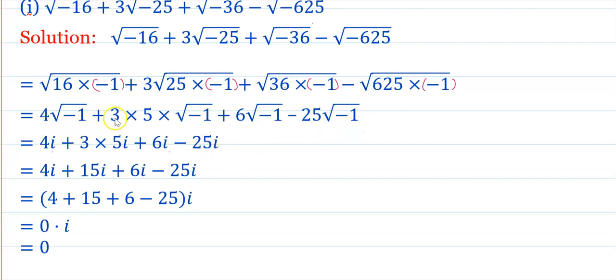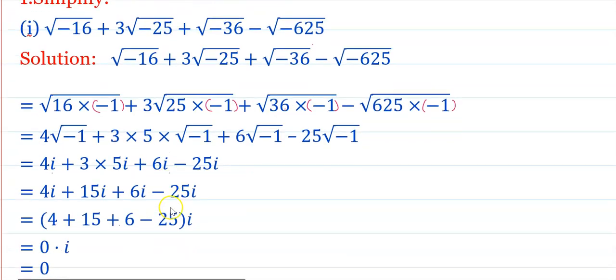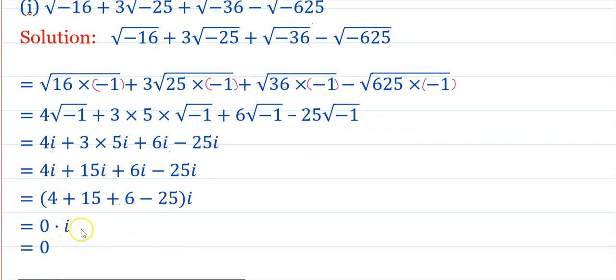Now here is 4i, 3 into 5 that is 15i, 6i minus 25i. Now take i as common, then in bracket you will get 4 plus 15 plus 6 minus 25. But 4 plus 15 is 19, 19 plus 6 is 25. Plus 25 minus 25 get cancelled, and hence you are getting 0 into i, and overall the answer is 0.